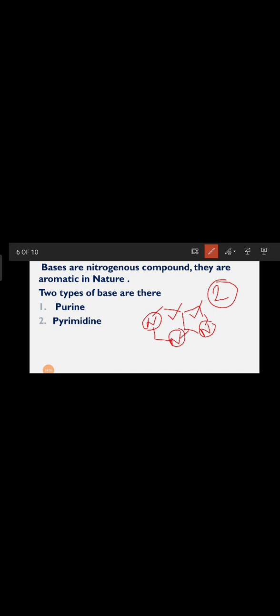Basically, if I talk about types of bases, there are 2 types of base. The first one is purine and the second one is pyrimidine. Remember, purine has 2, that is adenine and guanine, and in case of pyrimidine we have 3, that is cytosine, thymine and uracil. Later we will see them.